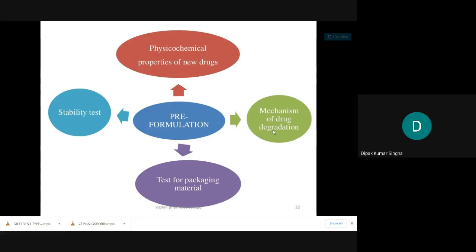And the expiry date is generally when 90% of the drug potency remains. From the manufacturing, if it is 100%, then the time required to reach 90% is called the expiry time, or expiry date on the manufacturing. And the test for the packaging material, obviously: where the drug product will be placed, this packaging material must be known, otherwise it will be a serious problem.